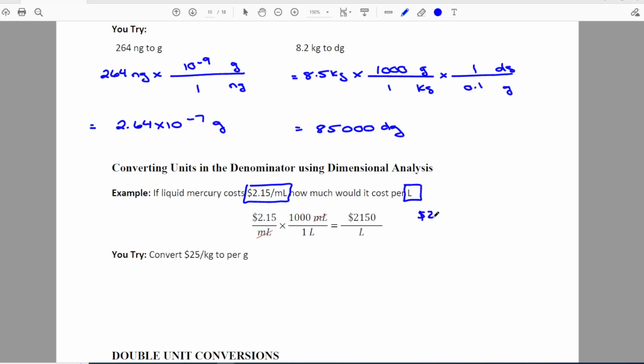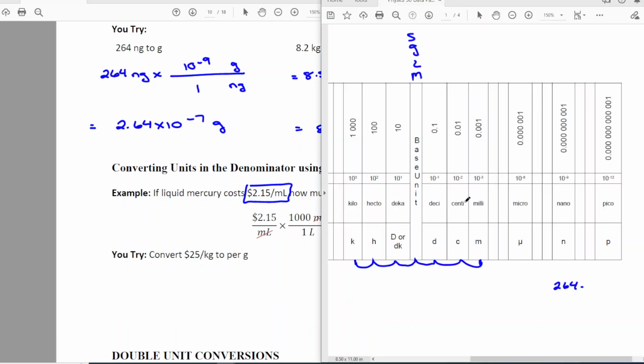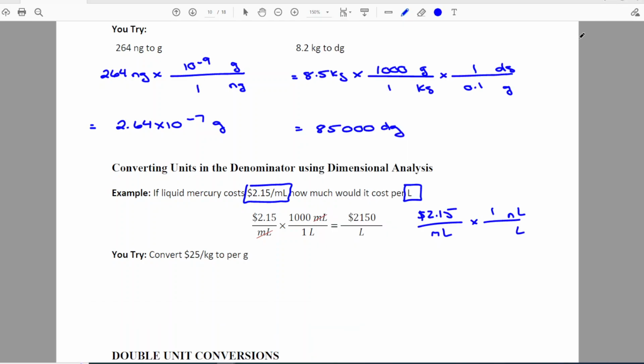Or if you are using your formula sheet, you could set it up so that you say, okay, I'm going to go from milliliters into liters, and 1 milliliter is 0.001, or 10 to the negative 3, of a liter. So in this case, you'd type in 2.15 divided by 0.001, and you'd still get $2,150 per liter.